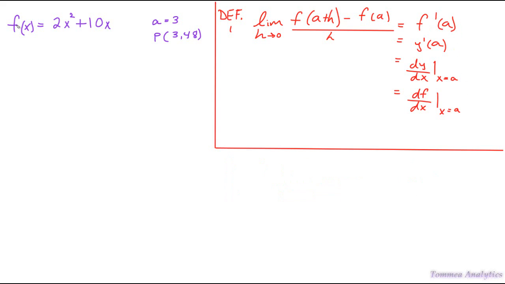So here we have the function f of x is equal to 2x squared plus 10x. We want to know what the derivative is at a equals 3, and a equals 3 implies the point (3, 48). If we plug in 3 into here, we get 48 back. This point lies on this function.